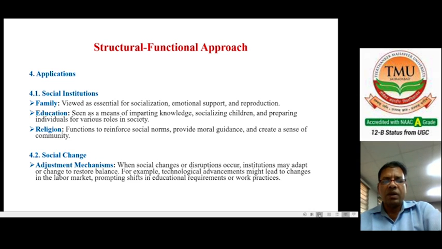When we talk about social change, that is adjustment mechanisms. When social change or disturbance occurs, institutions may adapt or change to restore balance. For example, technological advancements might lead to changes in the labor market, promoting shifts in educational requirements and work practices. This is also part of the applications in social change.